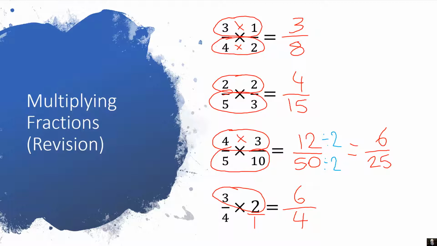Now we can simplify 6 over 4, which is 3 over 2. Or if we want to write it as a mixed number, 2 goes into 3 once with 1 remainder, and our denominator stays the same. Alrighty.